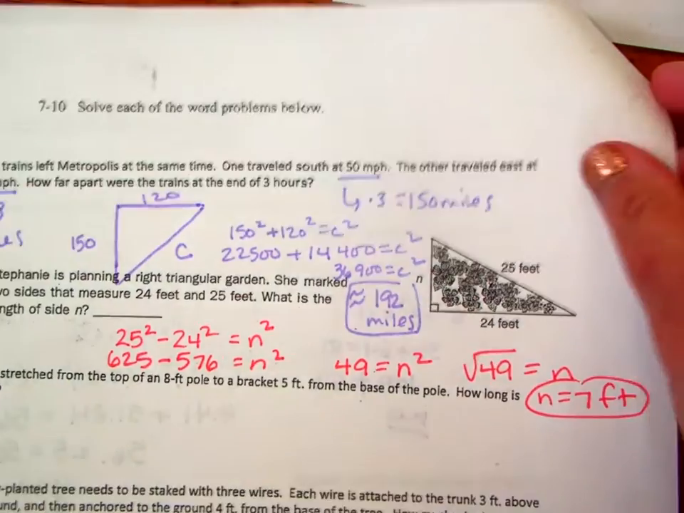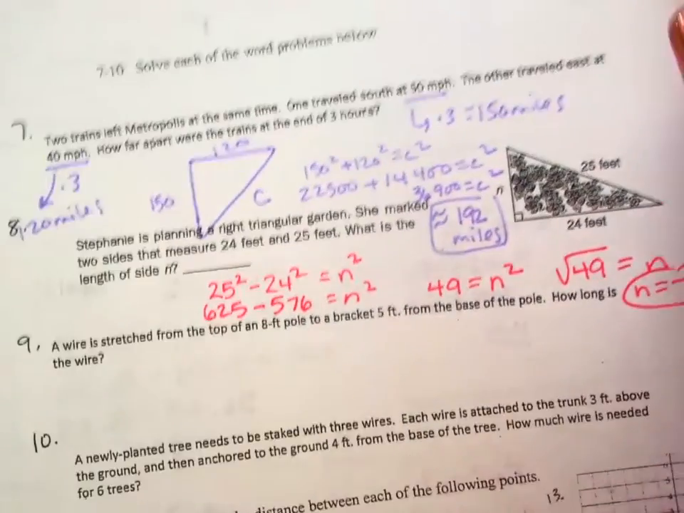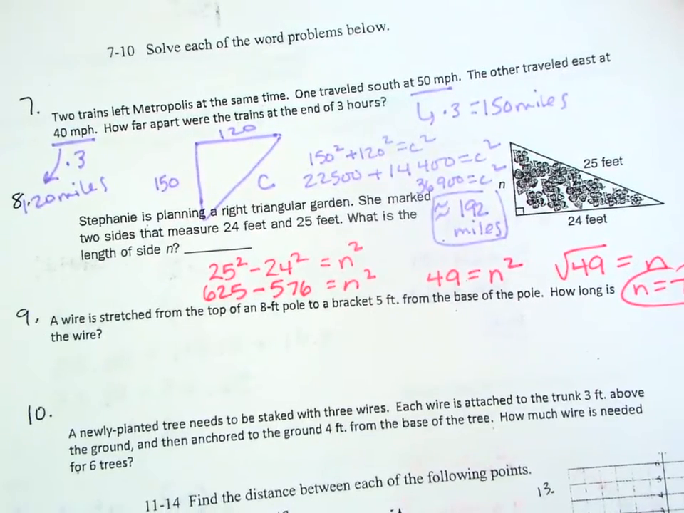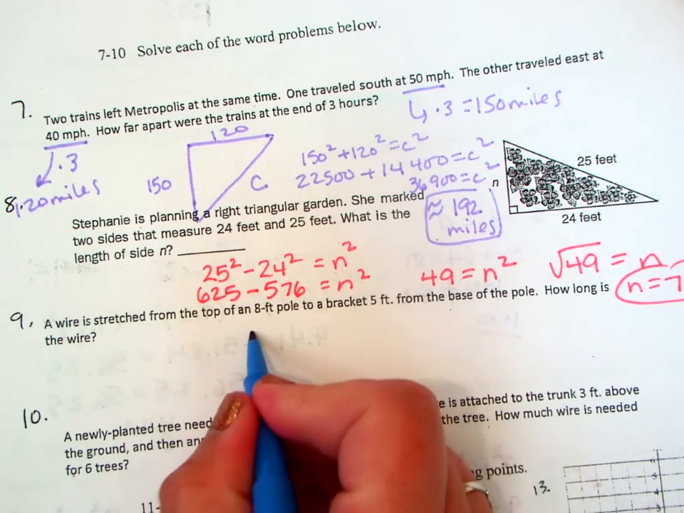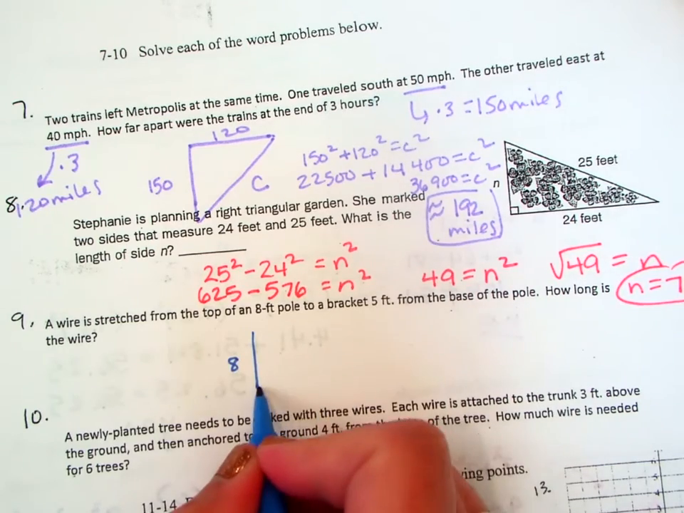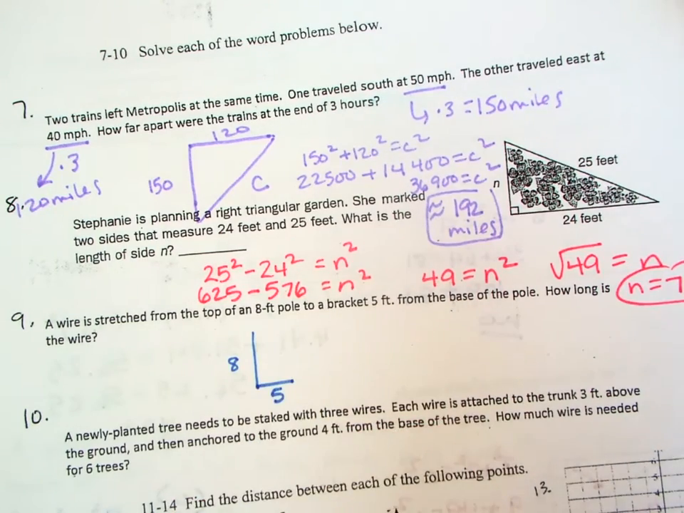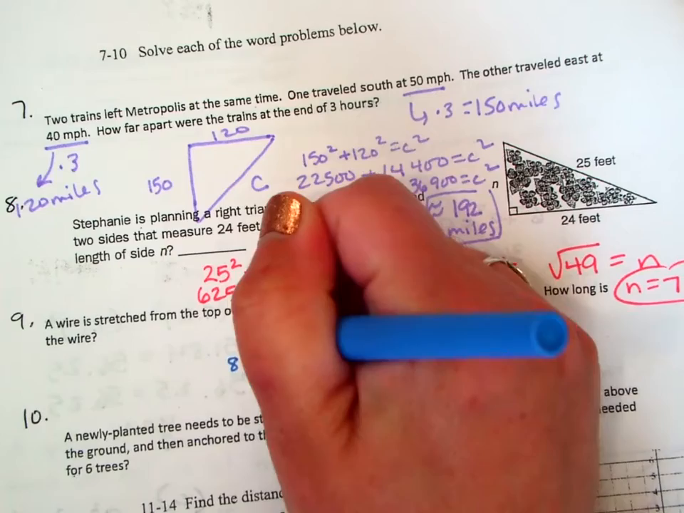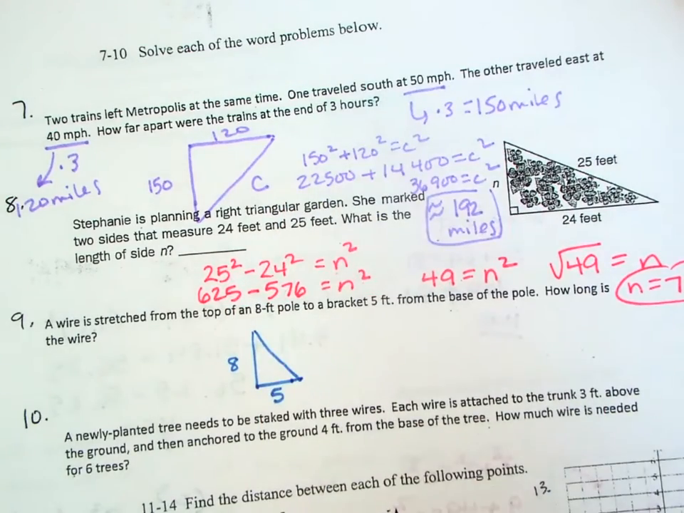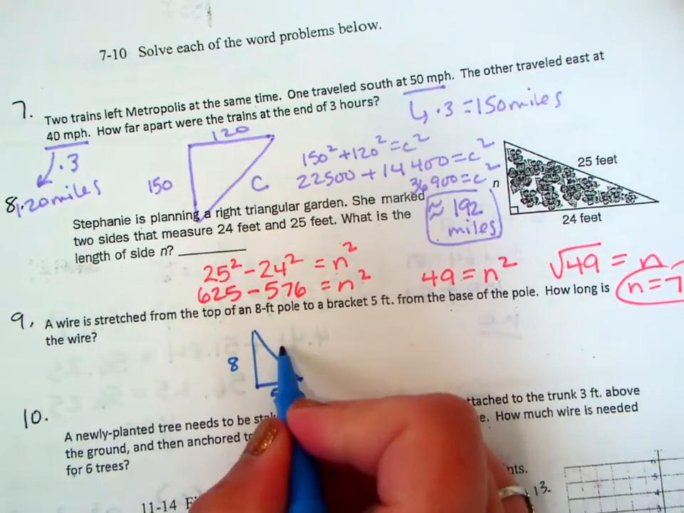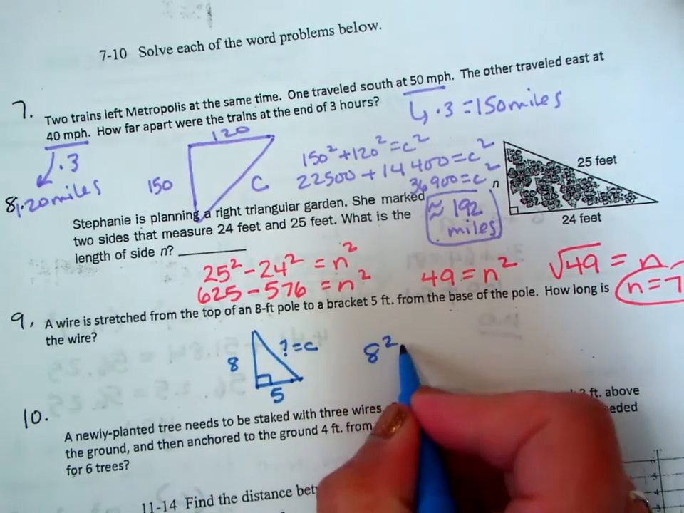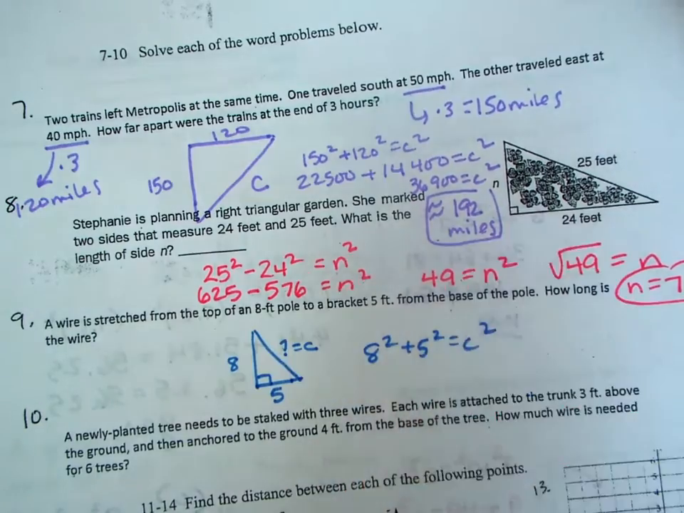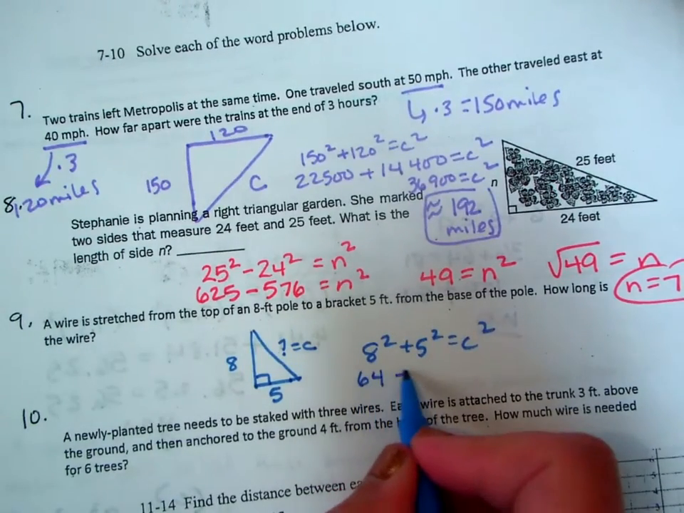Okay, this next problem here, it's got a wire attached to an 8-foot pole from the base of the pole, bracket 5 feet from the base of the pole. So I'm going to go ahead and draw this. So I have an 8-foot pole, and then I have a bracket that's 5 feet over, okay? And then I'm going to draw kind of a right triangle there, okay? And the question is, how long is this wire here? So we're going to call that c, because it's a right triangle. So 8 squared plus 5 squared equals c squared. Okay, so in this case, this is 64 and 25.